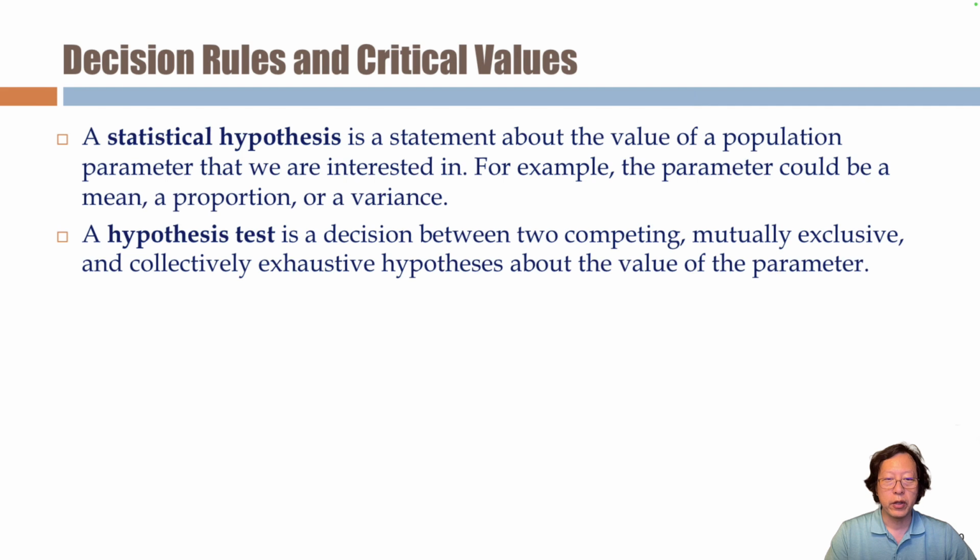Decision rule and the critical value. A statistical hypothesis is a statement about the value of population parameters. A parameter can be the mean, proportion, or variance, but we will focus on the mean and proportion only. The variance part will also be optional here. Hypothesis testing is decision making between two competing hypotheses, the null hypothesis or the alternative hypothesis.